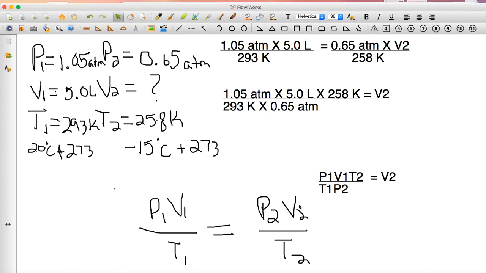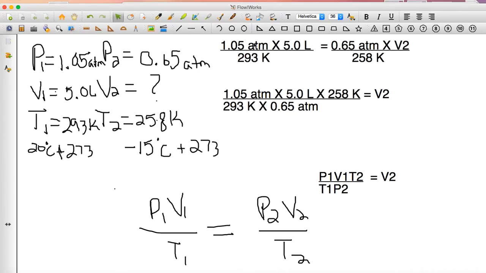If we're trying to get V alone, let's think about what we need to do. T2, if it's being divided, needs to be multiplied over to get rid of it. So I multiply it over, and I end up with P1, V1, T2. That leaves me P2, V2. If I want V2 alone, I still have to get rid of P2. Currently it's being multiplied, so I have to divide to cancel it out. So over here I get T1, P2. So here's my setup, and here's how I went about doing this. Now you just put your numbers in.